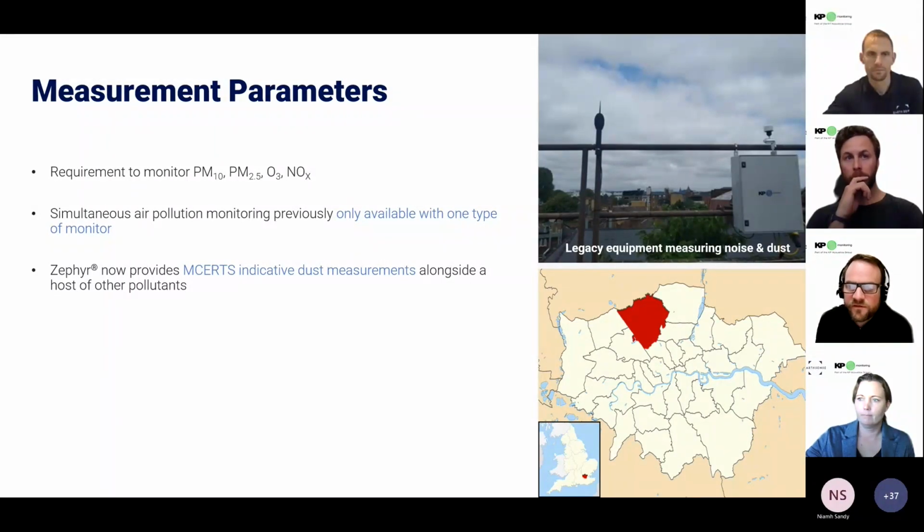Furthermore, measurements of PM10 could be MCERTS certified, but not PM2.5. Unfortunately, then, measuring pollutants required yet another sensor with another power supply and another modem.